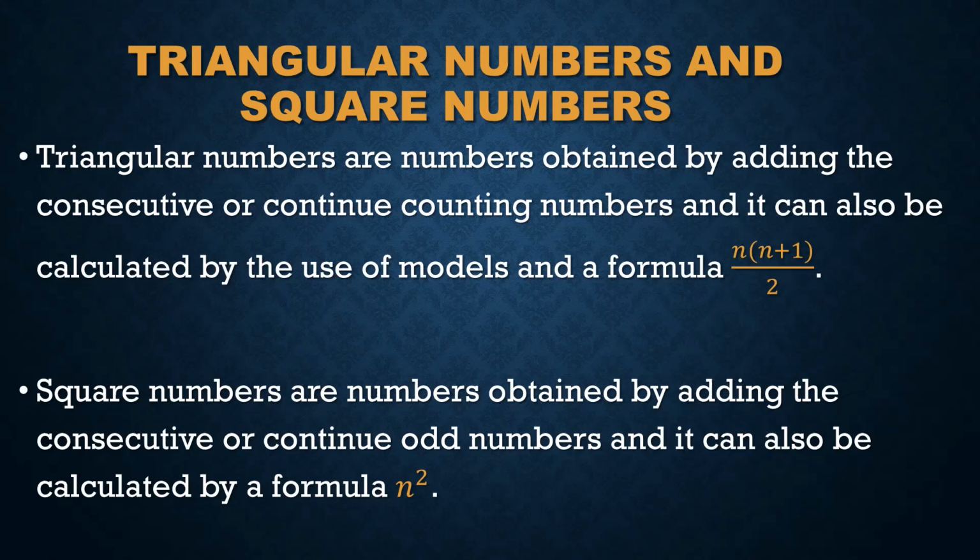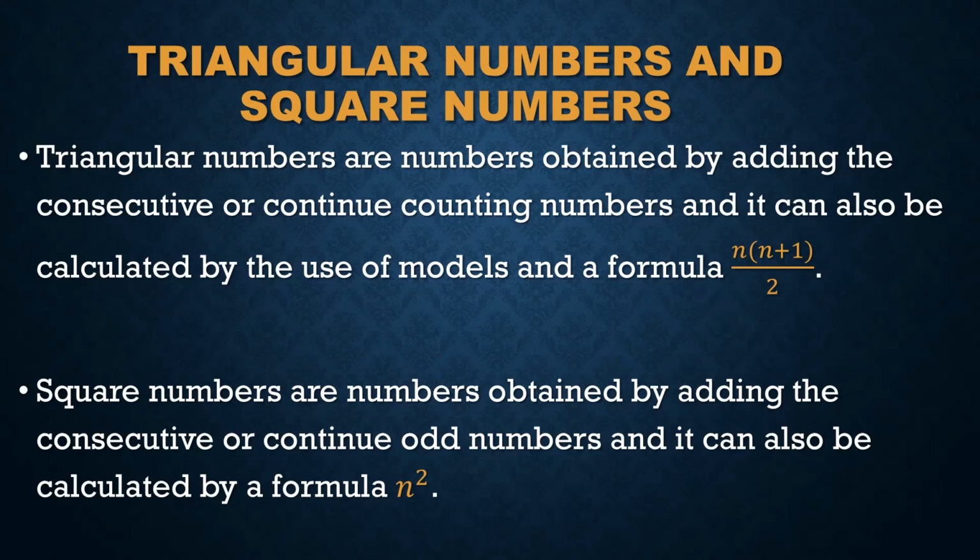Why are they called triangular numbers? These numbers are obtained by adding the consecutive or continual counting numbers. Before you can get a triangular number, you add the consecutive or continuous counting numbers. And I hope you know the counting numbers start with 1. So when you begin to add all the counting numbers, the answer that you get is the triangular number. So triangular numbers are numbers obtained by adding the consecutive or continuous counting numbers.